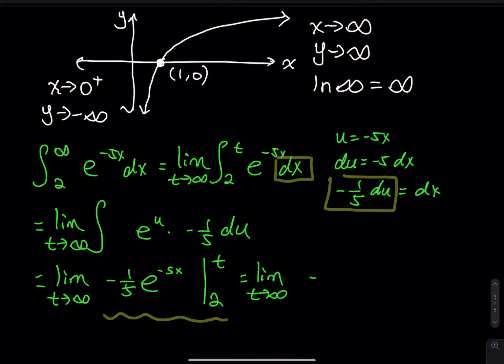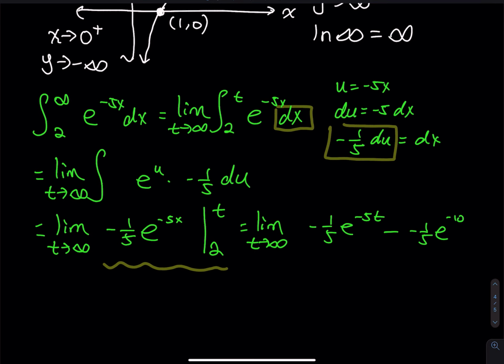You have negative 1 over 5 e to the negative 5t, and then minus negative 1 over 5 e to the negative 5 times 2, which is negative 10. Okay, what do you have right here? So you have the limit. Okay, let's just plug in the infinity, shall we? So you have negative 1 over 5 e to the negative 5 times infinity, which is negative infinity, and then minus minus, you get a plus 1 over 5 e to the 10. How about this? We put that in the denominator.